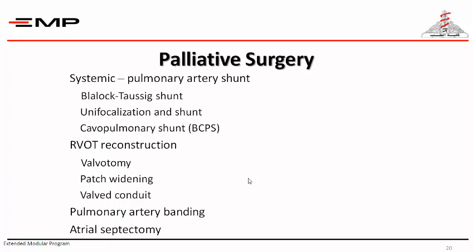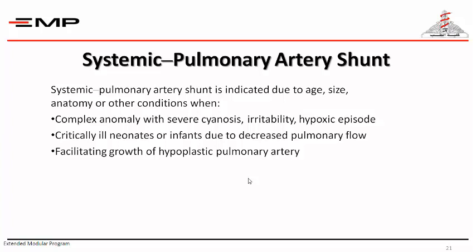In closed heart surgery, as palliative surgery, we have the systemic pulmonary artery shunt, such as the Blalock-Taussig shunt, cavopulmonary shunts, what we call the Glenn shunt, or RVOT reconstruction: valvotomy, patch widening, or valve conduit. The systemic pulmonary artery shunting, we need according to the age, size and anatomy. We need it just to make more mixing in the child and raise the O2 saturation slightly as a palliative stage towards the correction later on.